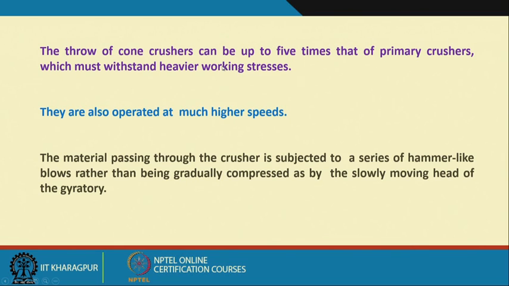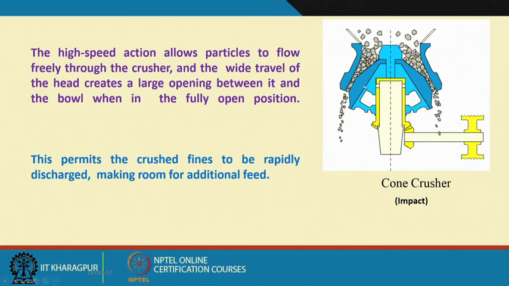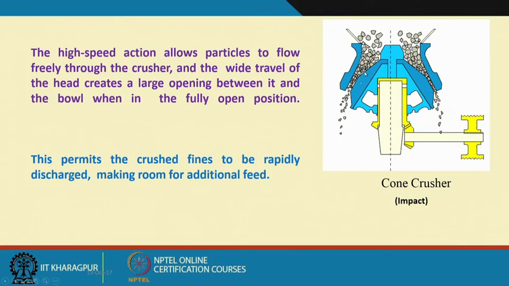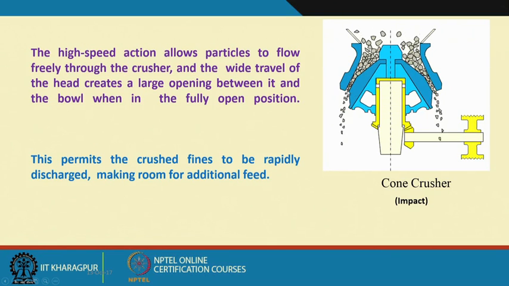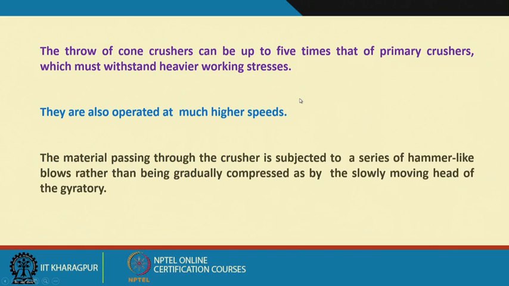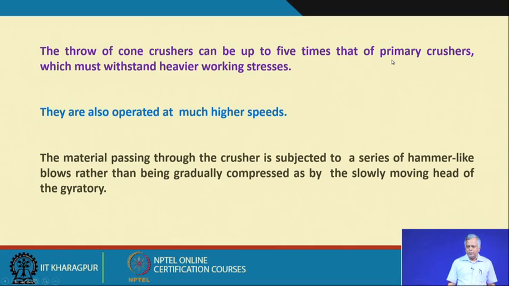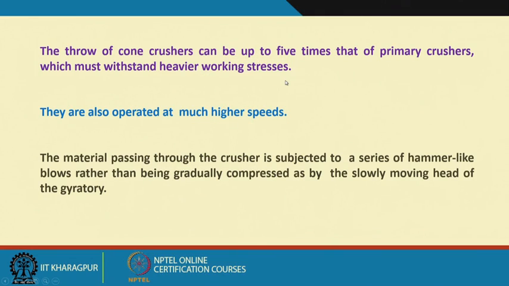The throw of cone crushers, you remember that there is a throw also. The throw is for making room for the particles, which are already broken below your set size, to get discharged. So, the throw of cone crushers can be up to 5 times that of primary crushers. That means, whatever throw we have seen in a jaw crusher, in a cone crusher it can be up to 5 times that, which must withstand heavier working stresses.